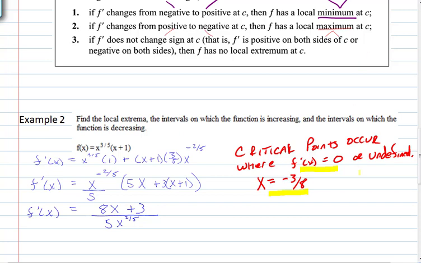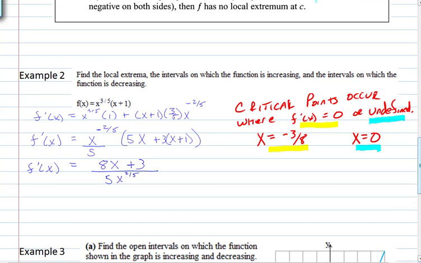Or we have a critical point at x equals 0, because at x equals 0 this function is undefined, because that's where the denominator is 0, right? So these are two critical points. Now, to figure out where the function's increasing and decreasing, I need to do my sign chart again. So grab this because I like straight lines. Once again, I have two critical points.